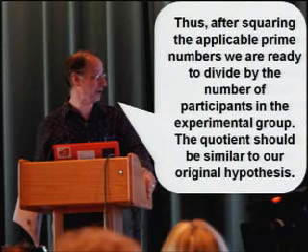And that's really what he sounds like. He sounds like Charlie Brown's teacher. He is saying, thus, after squaring the applicable prime numbers, we are ready to divide the number of participants in the experimental group. The quotient should be similar to our original hypothesis.